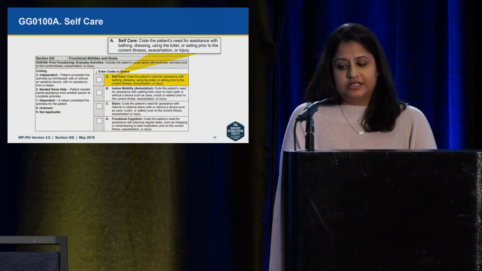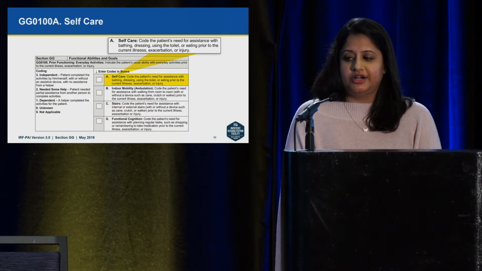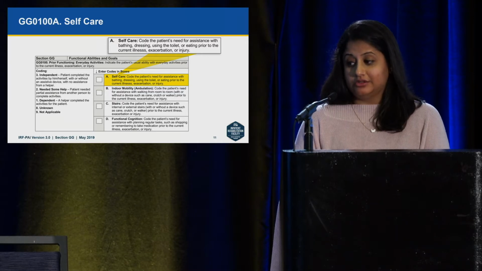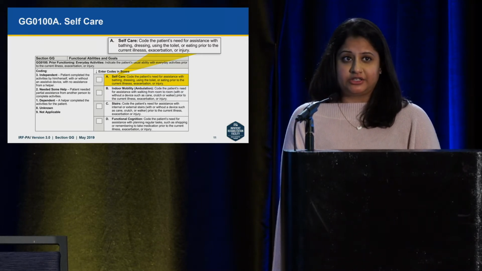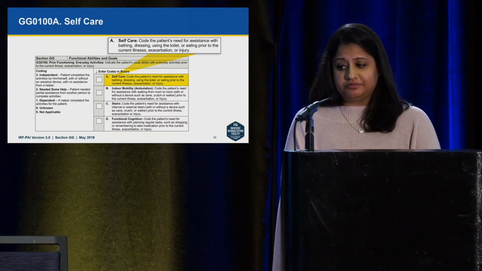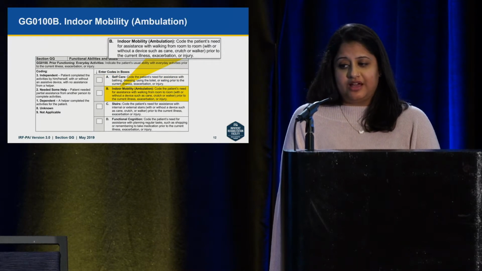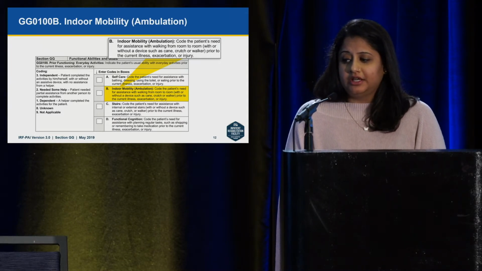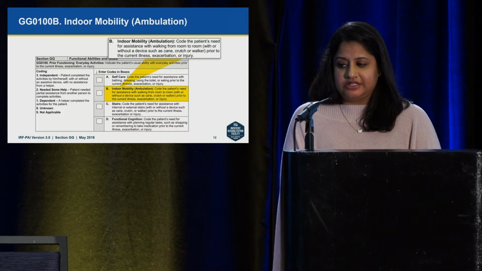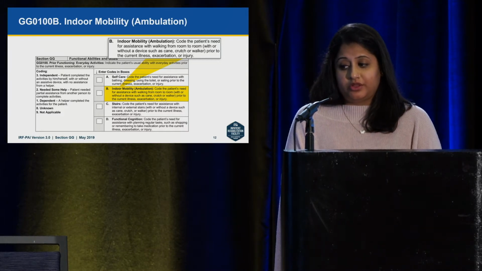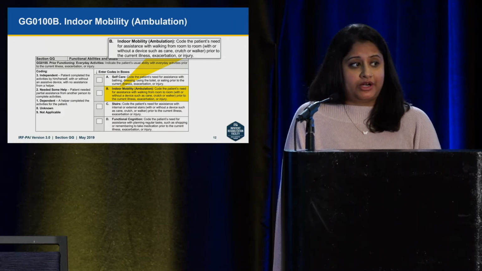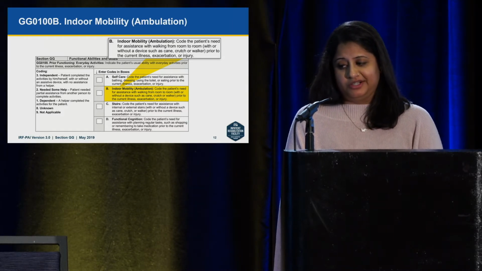The first item in prior functioning is GG0100A, self-care. This is where clinicians code the patient's need for assistance with bathing, dressing, using the toilet, or eating prior to the current illness, exacerbation, or injury. Next, we have GG0100B, indoor mobility or ambulation. Here, clinicians code the patient's need for assistance with walking from room to room, with or without a device, such as a cane, crutch, or walker, again prior to the current illness, exacerbation, or injury.